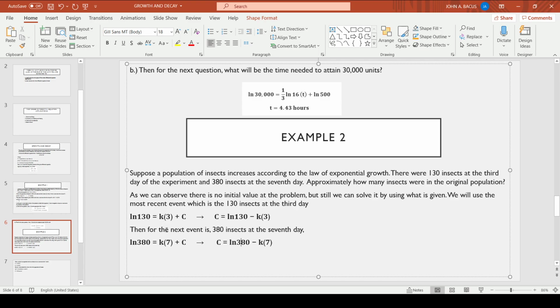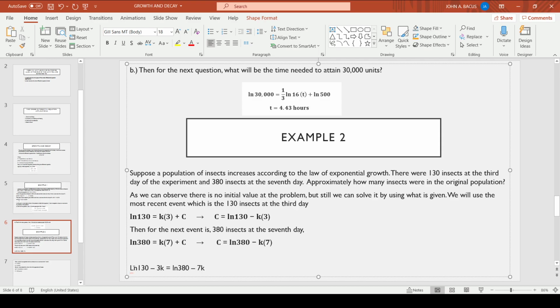Okay, then for the next event, 380 insects. ln of P, ln of 380 is equal to K times the time, which is 7, so 7K. So this is your equation 2. Remember, in your algebra, if you have this one, you can use the substitution method. Substitution method, equate both sides. So ln of 130 minus 3K is equal to ln of 380 minus 7K.